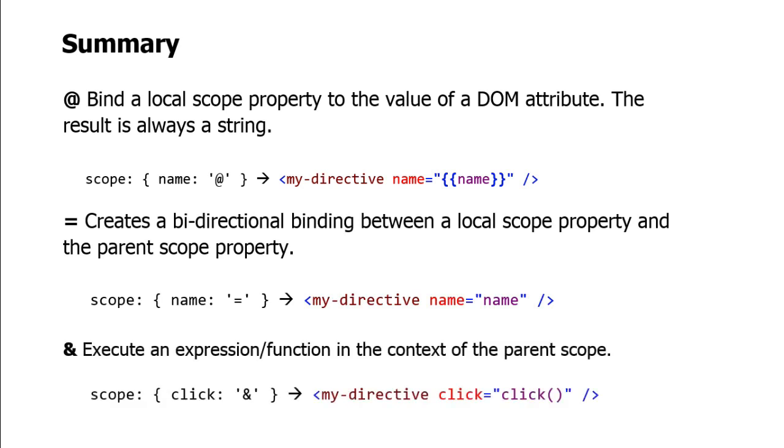And then finally, we talked about how you can execute functions, or it could even be expressions, that are passed when the directive is defined over here. But in this case, we're passing in a function named click, that's the outer one. And internally, in this example, we're even going to call it click. And so the way we do that is with the ampersand local scope property.